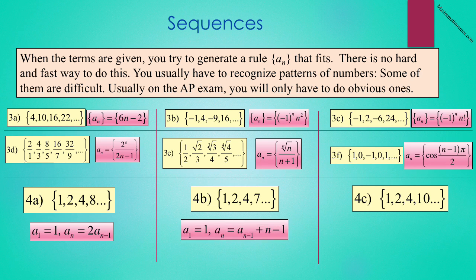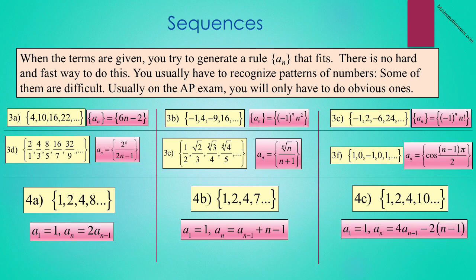In 4b, we're given almost the same sequence, but this is 1, 2, 4, 7, dot, dot, dot. First term is still 1, and now the difference between the first and second term is 1, between the second and third term is 2, and between the third and fourth term is 3. So therefore, a sub n will equal a sub n minus 1 plus n minus 1.